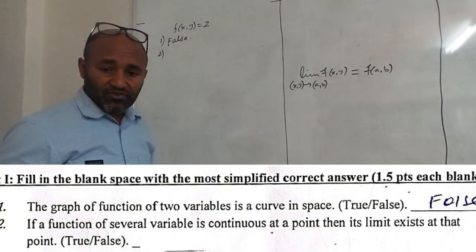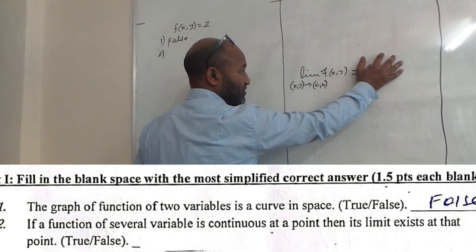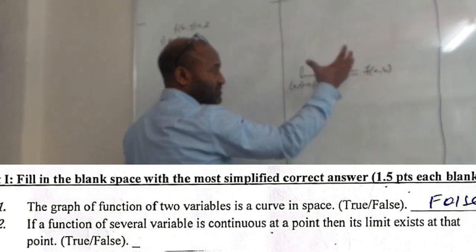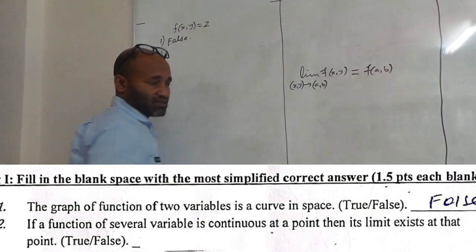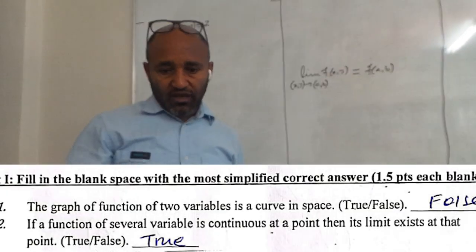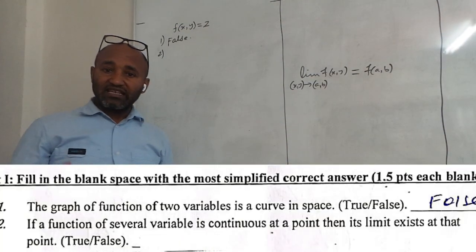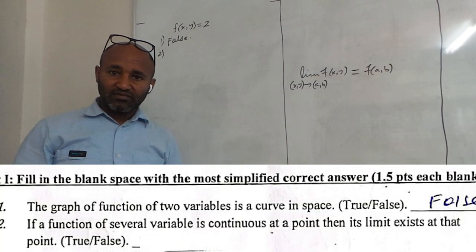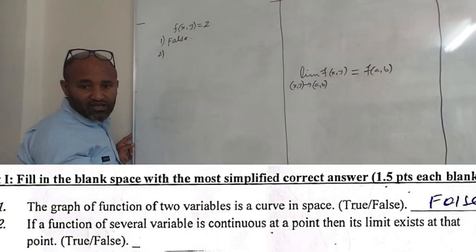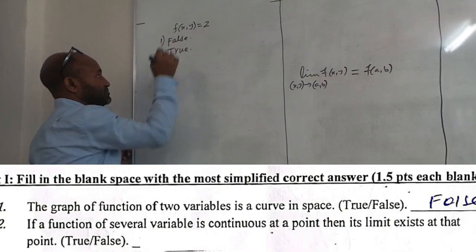Whenever you say the function is continuous, that means the limit exists, the functional value is defined, and the two values are equal. So under these three conditions, one of the conditions is, does the limit exist? So to be continuous, the limit should exist. Therefore, if a function of several variables is continuous at a point, then its limit exists. So what's your answer? Yes, it exists. It's true.